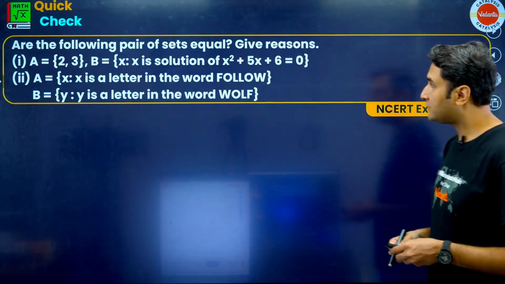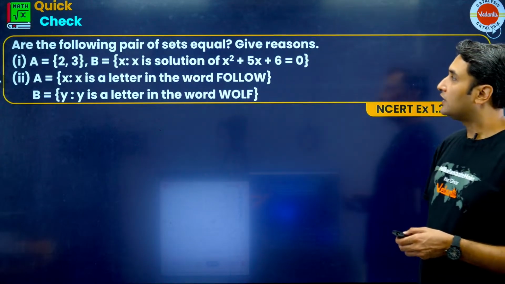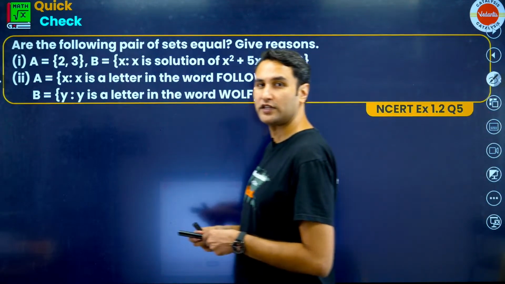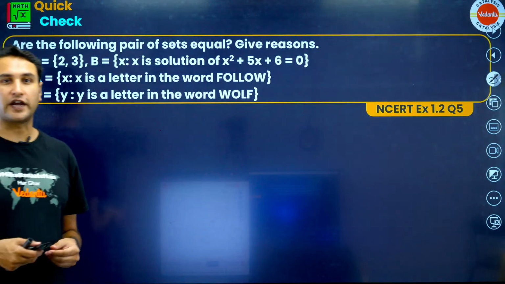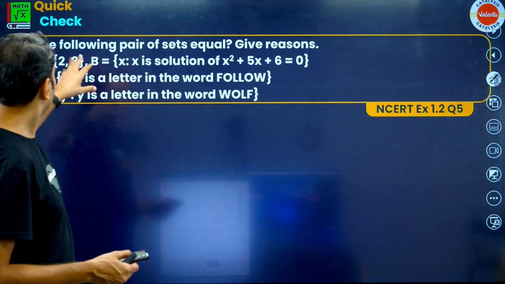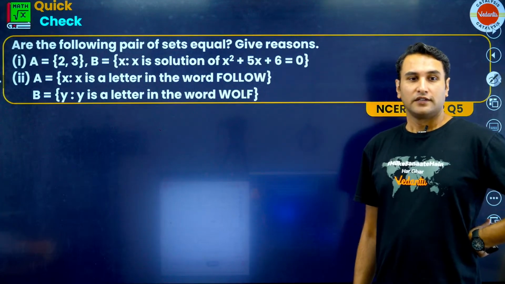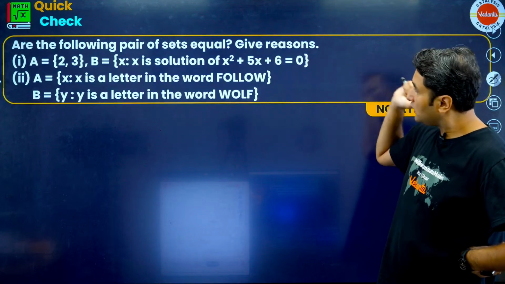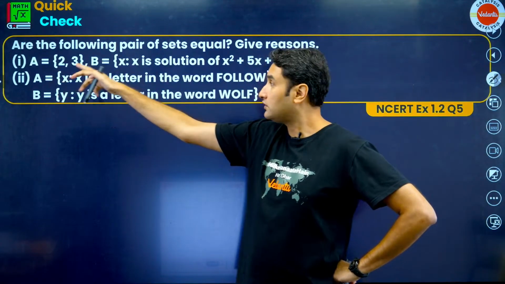Alright, now let's see some of the kind of questions which come. Check, are the following pair of sets equal? Give reasons. So this is your NCERT problem, just to give you a flavor about the kind of problems which come from this portion. Read this. Are the following pair of sets equal? Give reasons. So there is a set A which has 2, 3, right?